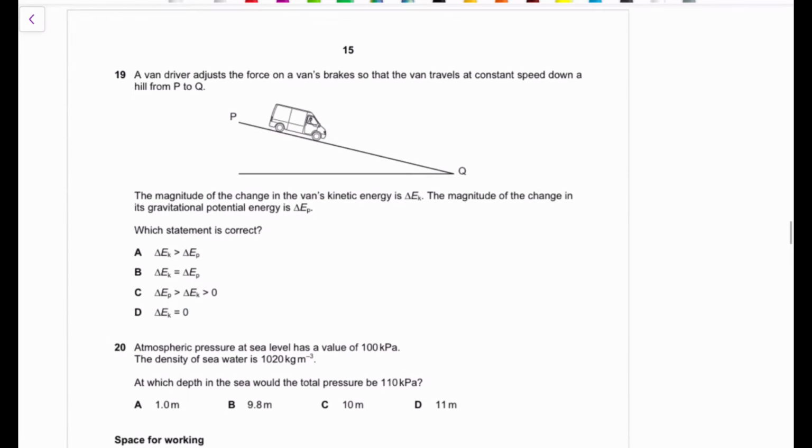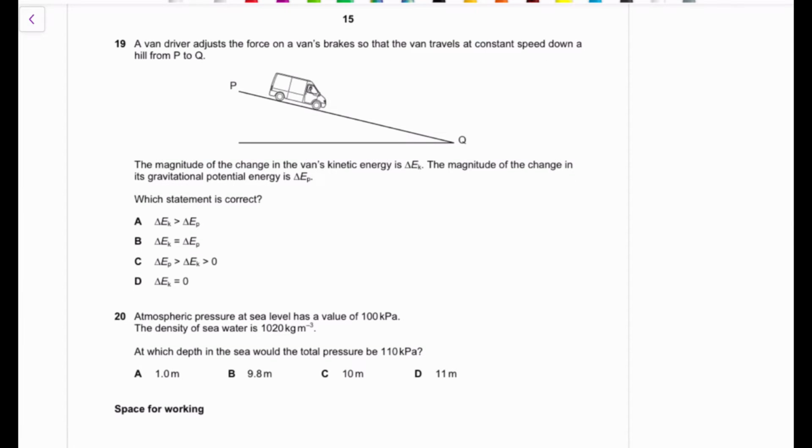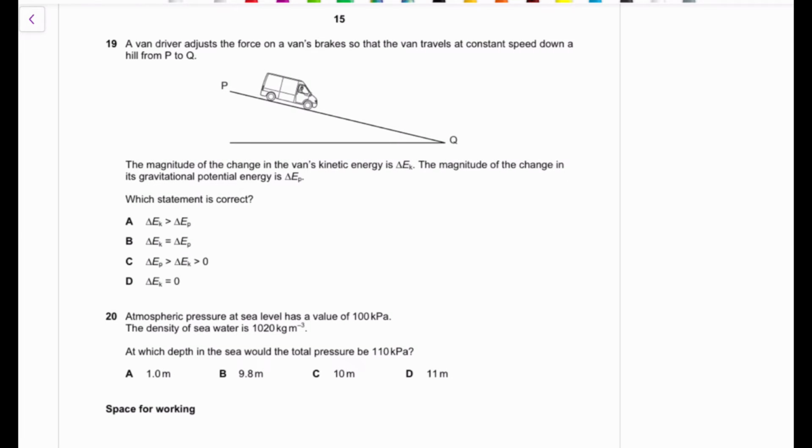So a van driver adjusts the force on a van's brake. We have a van that's traveling at a constant speed down a hill from P to Q. The magnitude of the change in the van's kinetic energy is delta EK, and the magnitude of the change in gravitational potential energy is delta EP. Which statement is correct? Guys, this is a trick question. They always like to trick people.